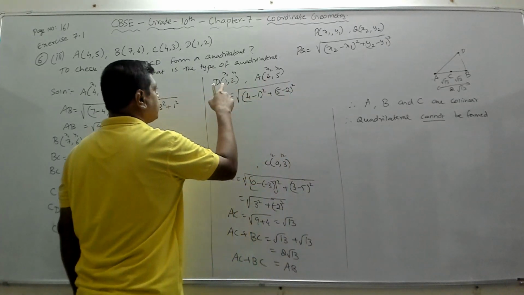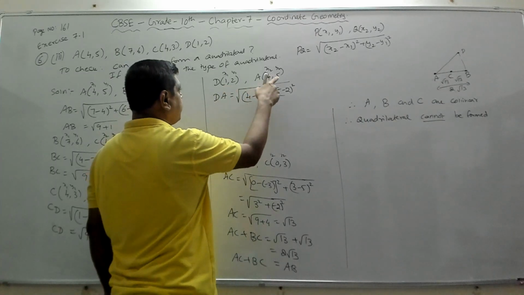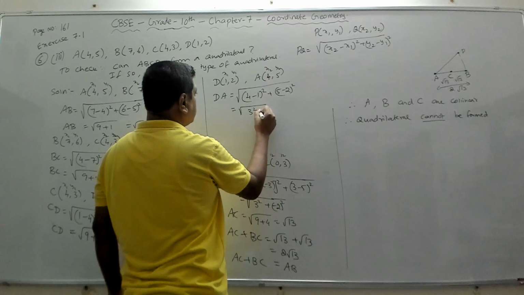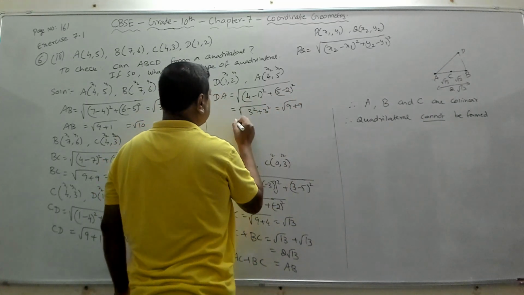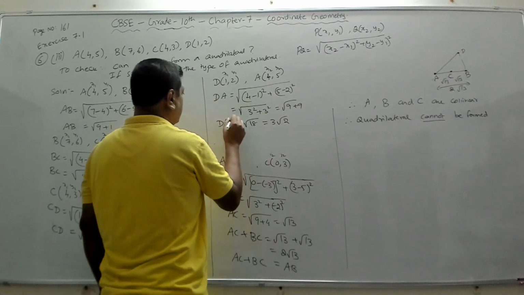Right? Square root of (4 minus 1) the whole square plus (5 minus 2) the whole square, that is (x2 minus x1) squared plus (y2 minus y1) squared. That is equal to square root of 3 square plus 5 minus 2 is also 3 square. That is square root of 9 plus 9, which is square root of 18. That can be written as 3 root 2. That is your DA.